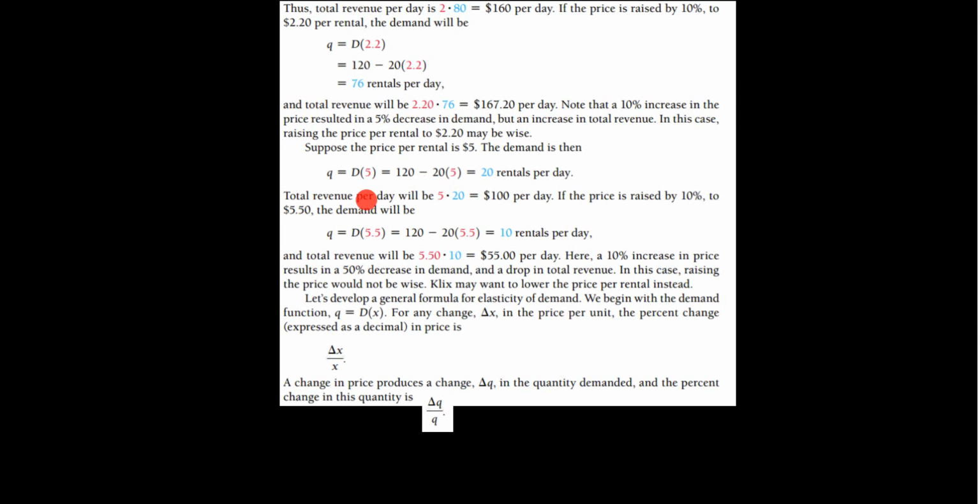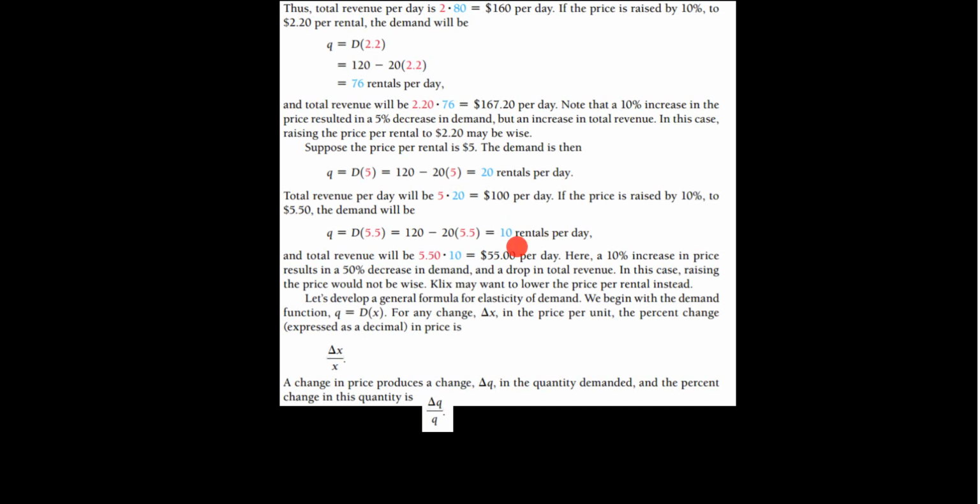Well, now our revenue. Will our revenue take a hit? Well, of course it will. We charge $5 per rental, and now there's 20 people renting, only 20. So we're only going to make $100 per day, as opposed to $160 when we charge $2 and $167 when we charge $2.20. So boosting up the price to $5 does not seem like a very good idea.